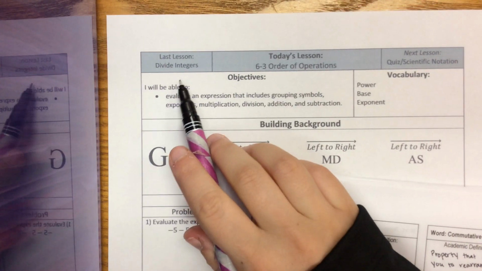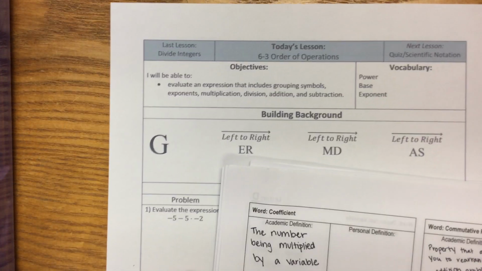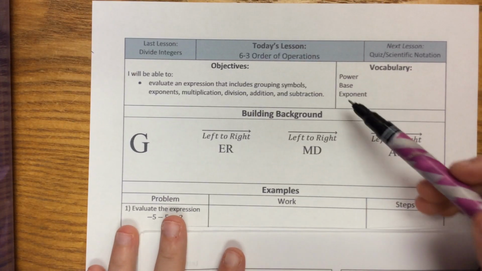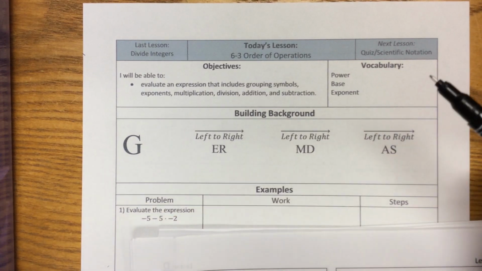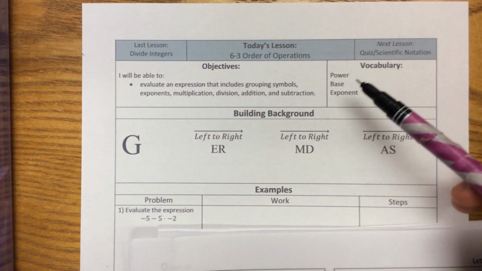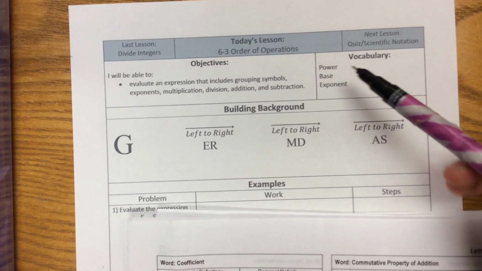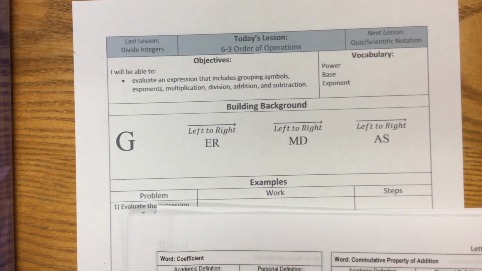You just finished dividing integers and multiplying. Now we're going to do order of operations. We do have vocabulary here: power, base, exponent. If you already did chapter 5, then you already have those three. If you skipped chapter 5, you don't have them, so we need to write them down.